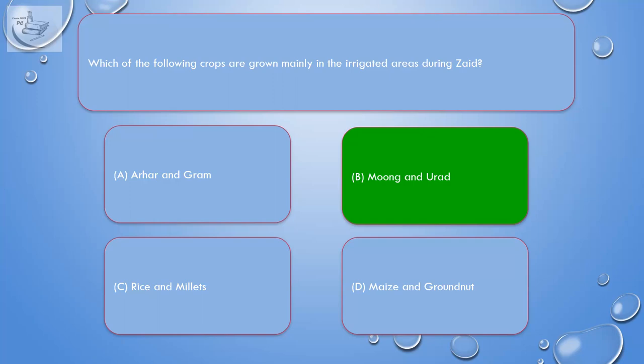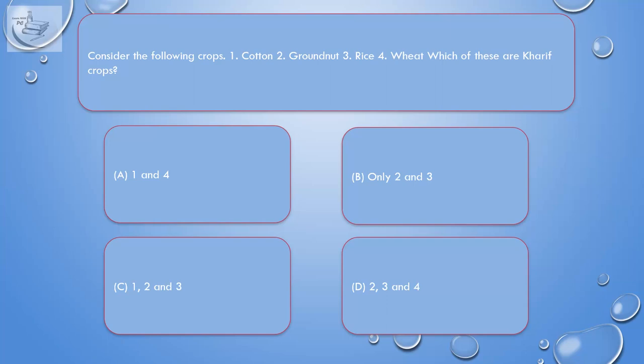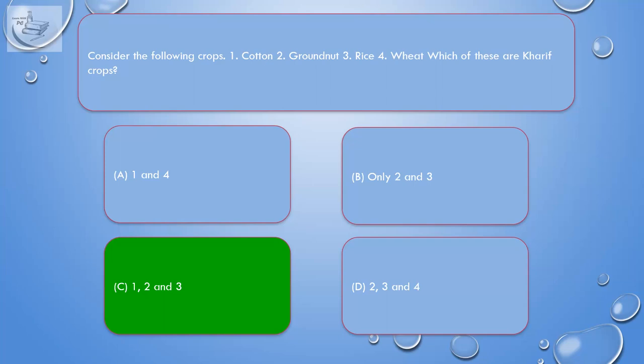Question: consider the following crops. 1. Cotton. 2. Groundnut. 3. Rice. 4. Wheat. Which of these are kharif crops? A. 1 and 4. B. Only 2 and 3. C. 1, 2 and 3. D. 2, 3 and 4. Correct answer is C. 1, 2 and 3.